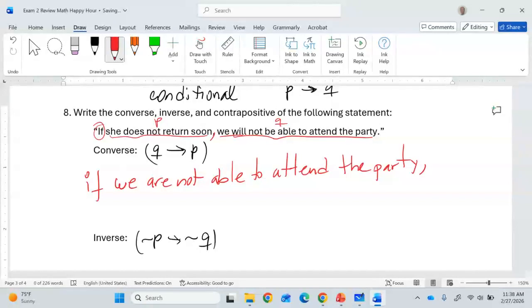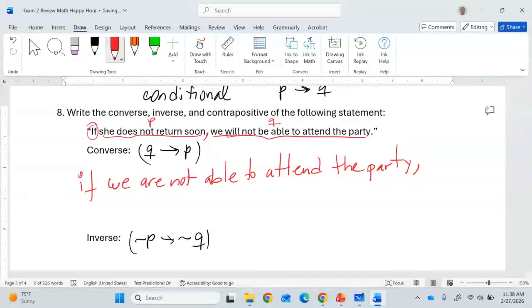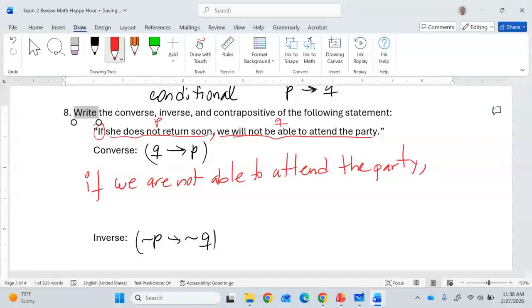Comma, and then P says she does not return soon, then we could say if we are not able to attend the party, we could even say she didn't return soon, or she did not return soon. Did not return soon. So I usually say you might want to write it in a way that makes sense, like the typical sentence structure. That's what I kind of like.